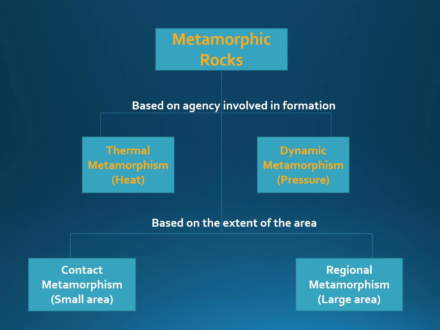Based on the extent of area, metamorphism again can be of two types. They are contact metamorphism. This takes place in the regions of volcanic activity or mountain building. Molten matter comes in contact with the existing rocks under tremendous heat over a small area. And regional metamorphism. When metamorphism takes place over a large area, regional metamorphism occurs.